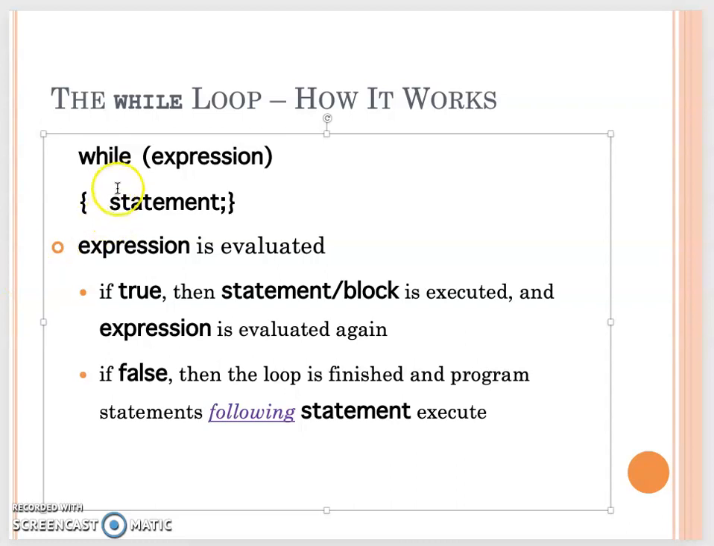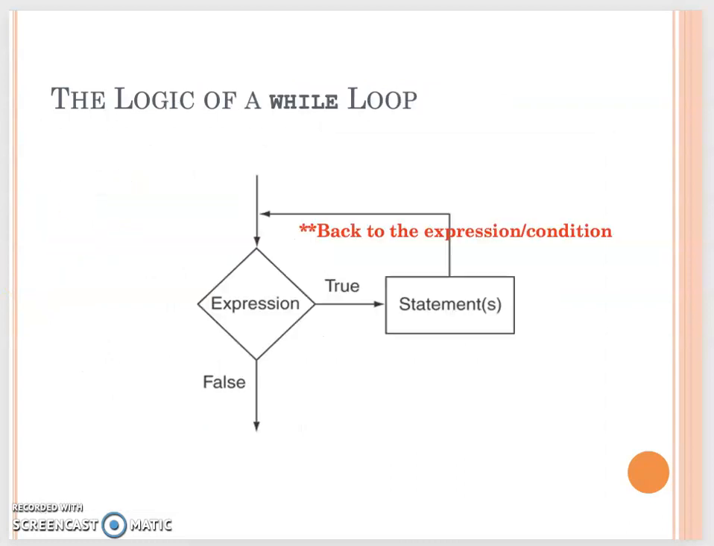Usually for the while loop, we can use a flow chart to show that. So that's your expression. If your expression is true, we go to execute the statement. If false, we finish. But the difference is that after your expression is true and I finish the statement, I come back to the beginning of the expression. That's why they go back to the expression, or the condition.